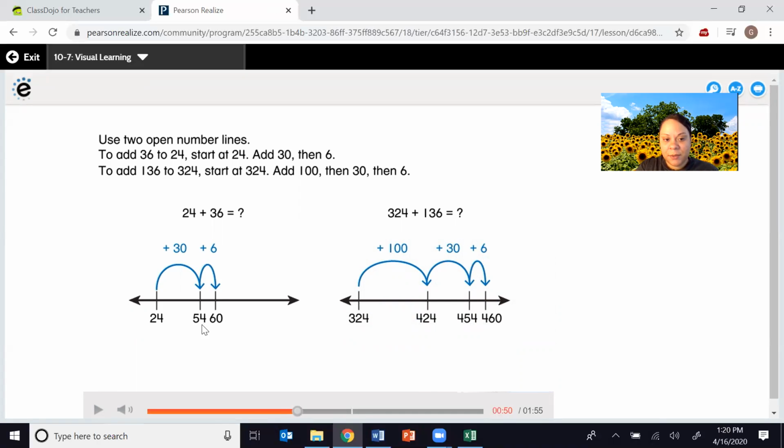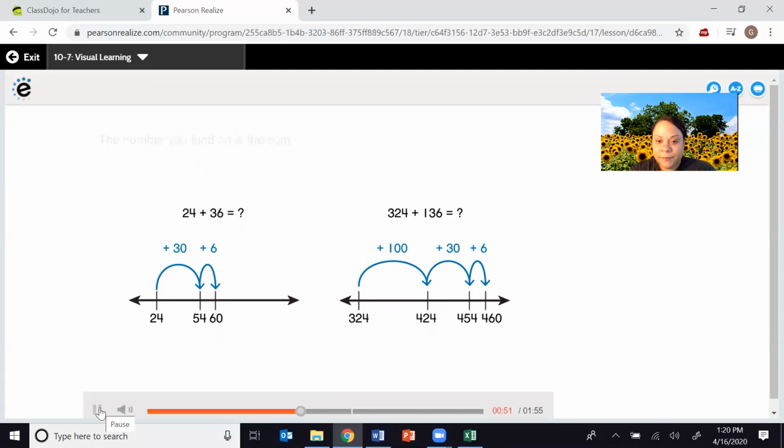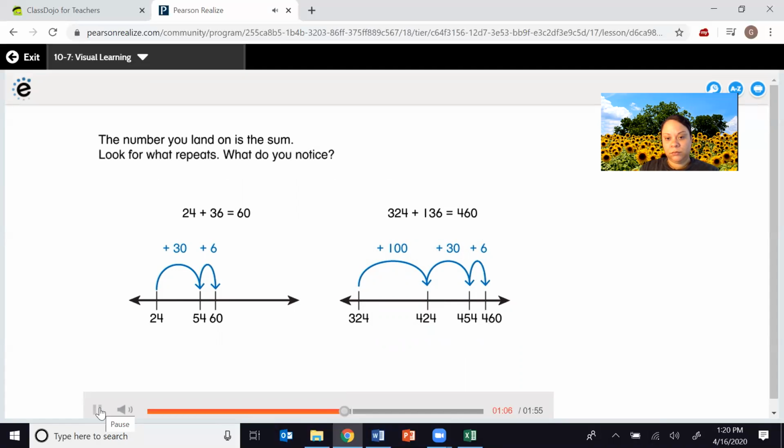Now, do you guys notice a similarity with these answers? I do. I noticed that this has a number in the hundreds place. This does not. And I also noticed that their tens and ones places are the same. It has the same 6 and the same 0. 24 plus 46 equals 70. 324 plus 136 equals 460. What's the difference?